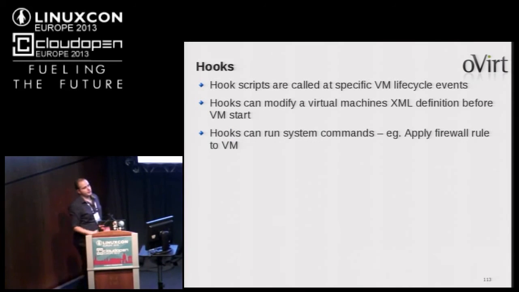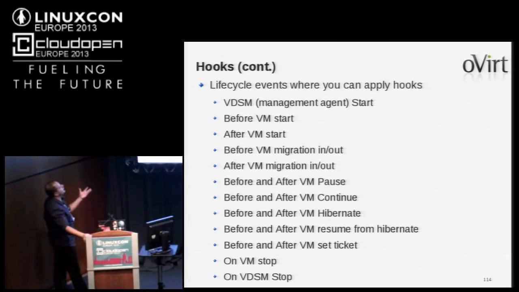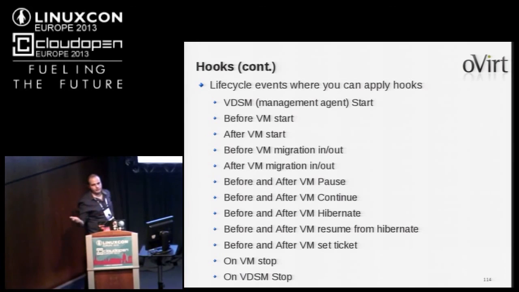So hook scripts are called at specific VM lifecycle events. As I said, they can modify the VM or apply a specific rule or run any command you want. The different lifecycle events you can use are when VDSM starts, before and after the VM starts, before a migration event, before you pause the VM, before you hibernate the VM, continue, when you stop the VM. For example, if you created a new iptables entry when you ran the VM, maybe when you stop it, you want to delete this entry. So you would use both the before VM start and on VM stop hooks.